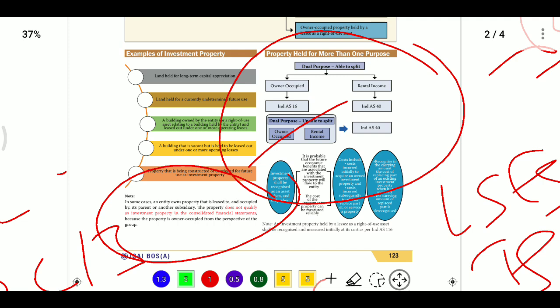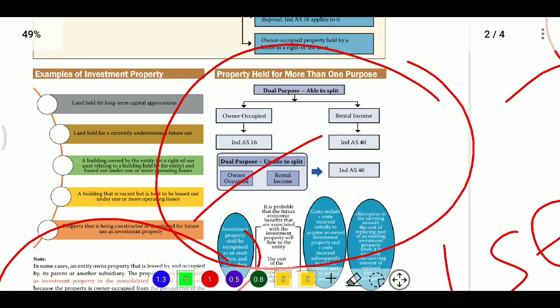For investment property, for initial recognition we need to use the cost model, and for subsequent measurement also we need to use the cost model itself. In some cases a property is held for more than one purpose. If some portion is held for owner-occupied business and some portion is held for rentals, and if the entity is able to split them, that is, there is a separable legal title for each portion and they can be sold separately, then the owner-occupied portion is covered by Ind AS 16, and the investment property portion by Ind AS 40.